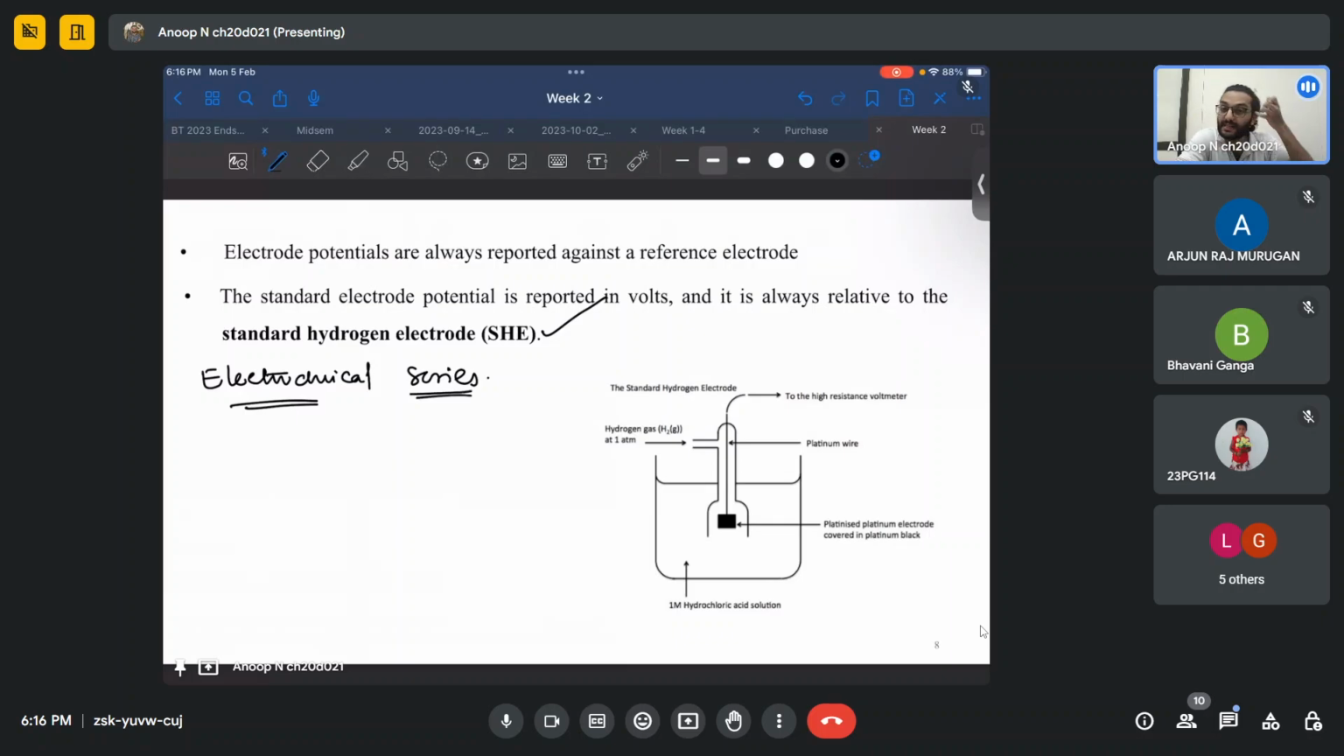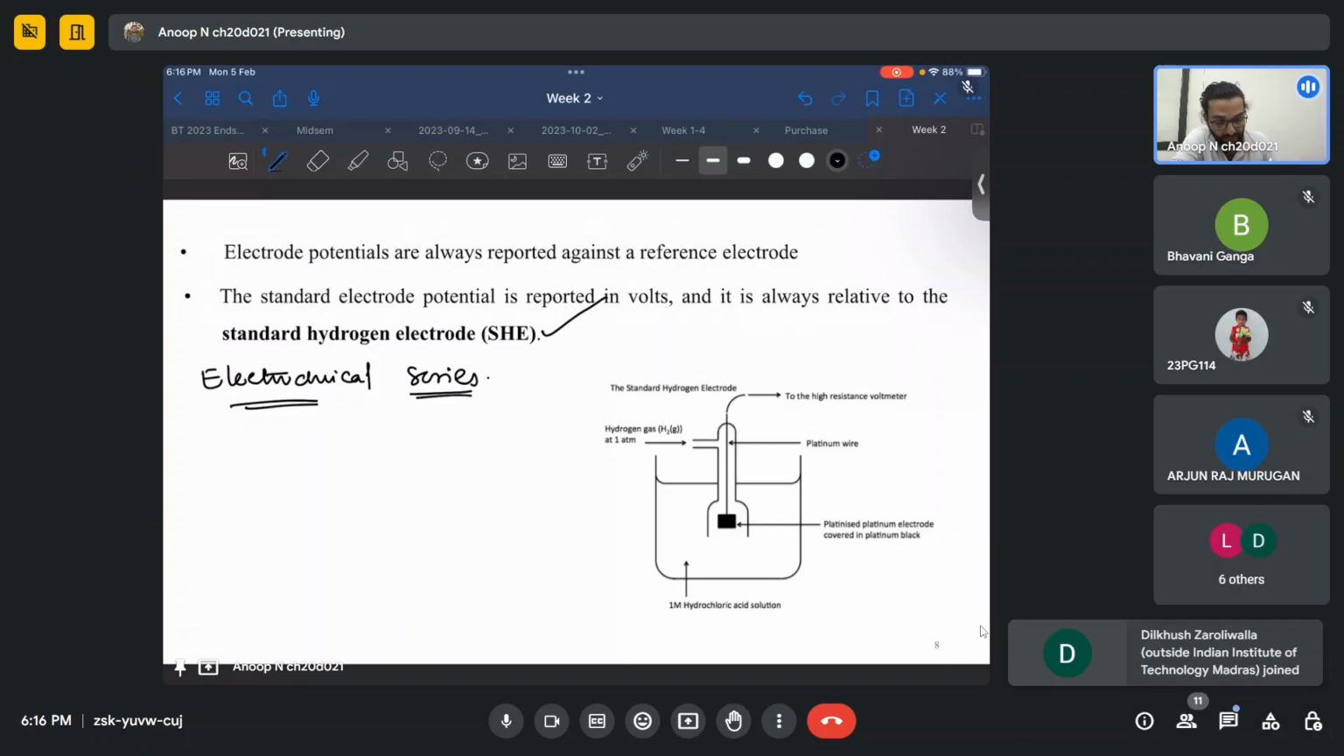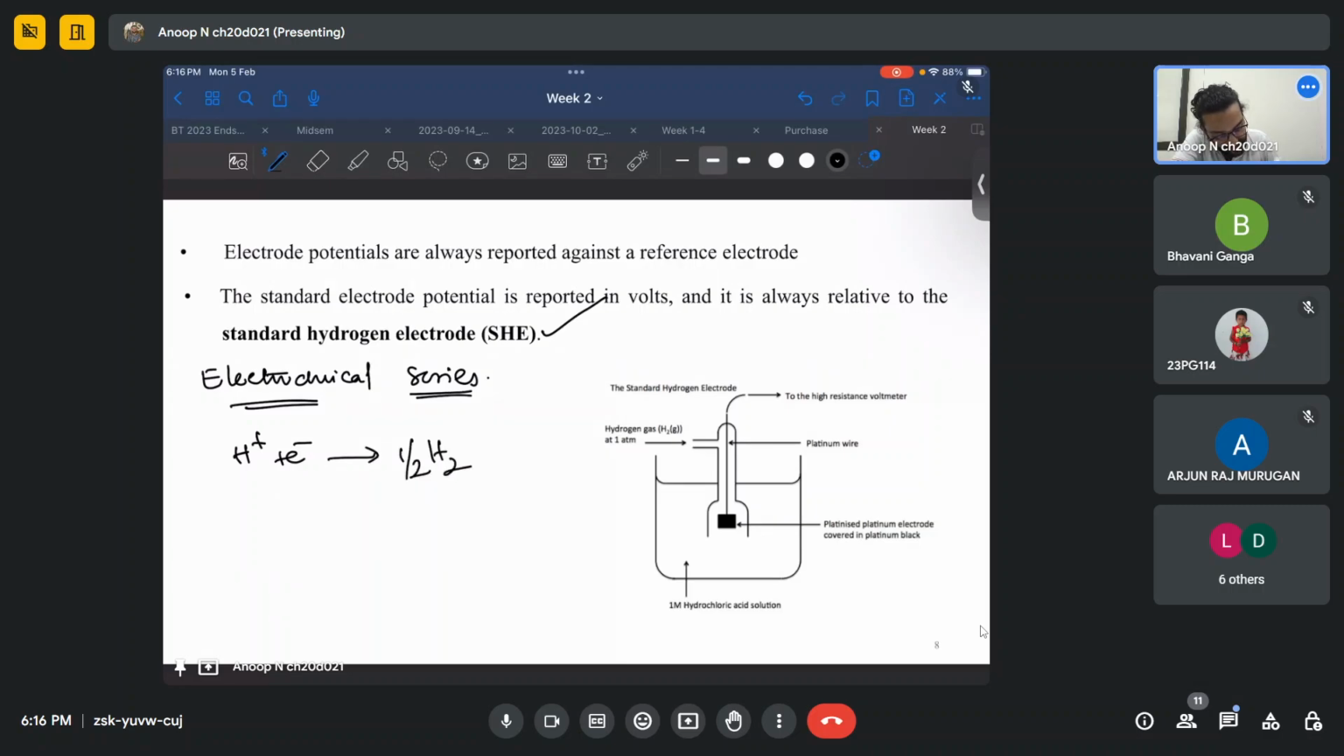So in the electrochemical series, we are reporting the potential against the SHE. At standard condition for SHE, what is the reaction happening? H plus plus electron gives half H2. So this is the hydrogen evolution reaction.